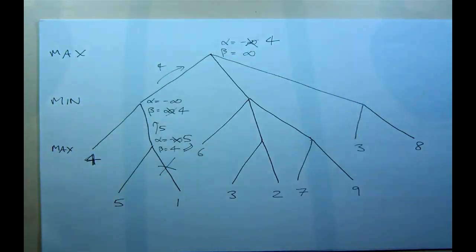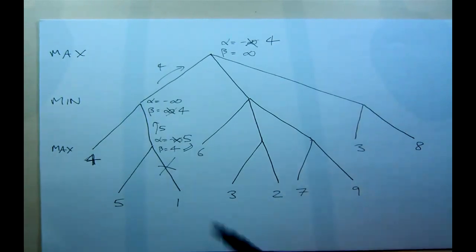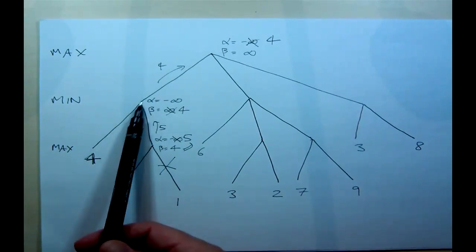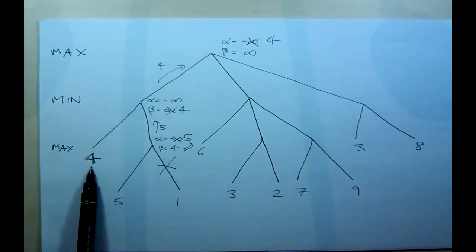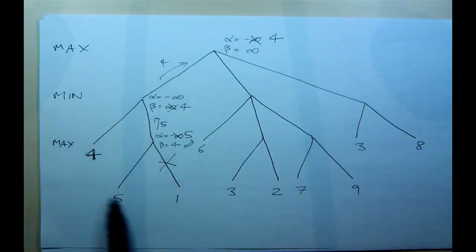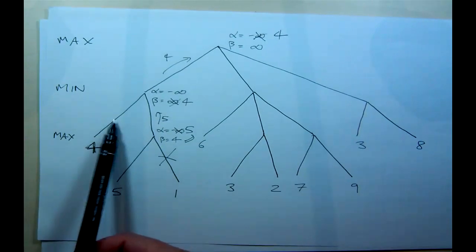Now let's just pause for a minute to see why this got cut off. Well, again, Min is making this choice here, so Min's thinking, well, if I make this choice, I'm going to pay $4. If I make this choice, I'm going to pay $4, but if I make this choice, I can be forced to pay at least $5. So I don't need to know this because I've already decided I'm going to choose this.